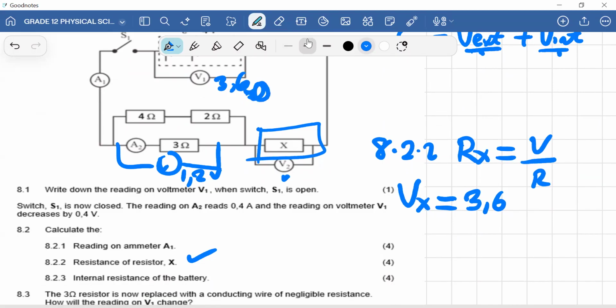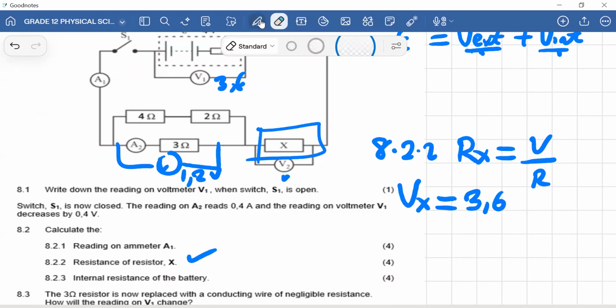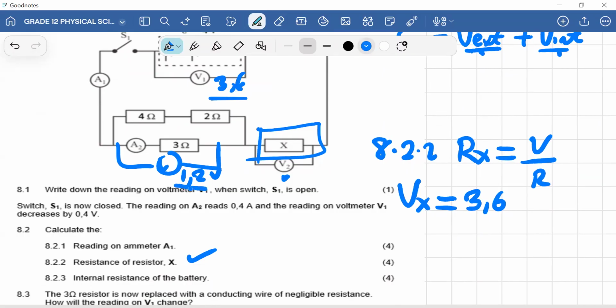Okay, so when we subtract, all right, this voltage, we take this out. From that, we're going to get this part. All right, so now let's see what the voltage is going to give us. We're just going to subtract 1.2. So therefore, the voltage across the X ohm resistor is going to be 2.4 volts. That is the voltage across the X ohm resistor.